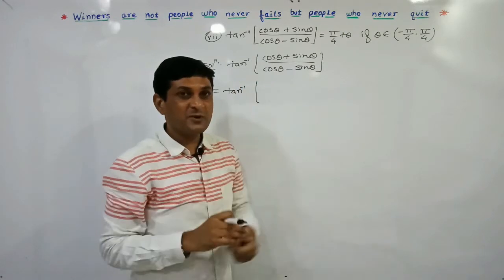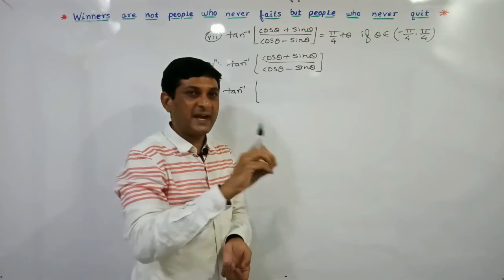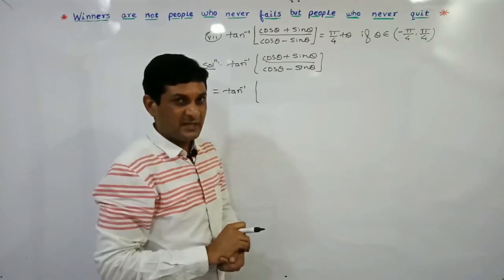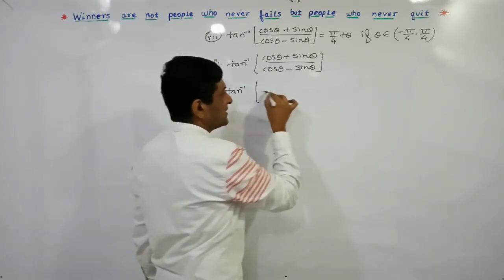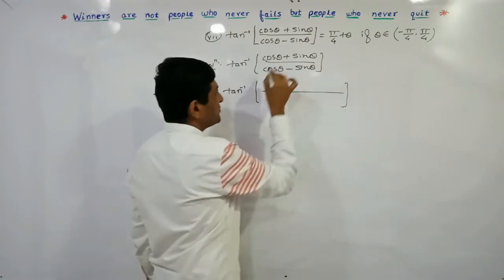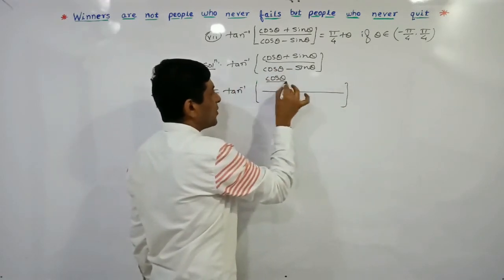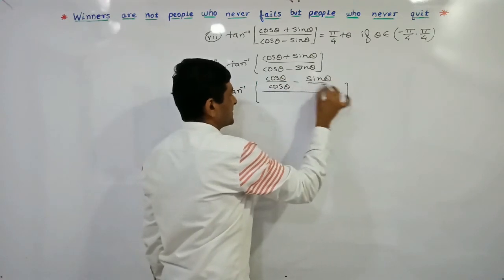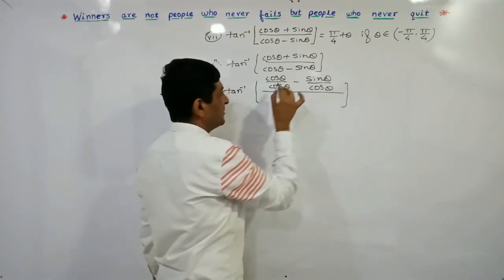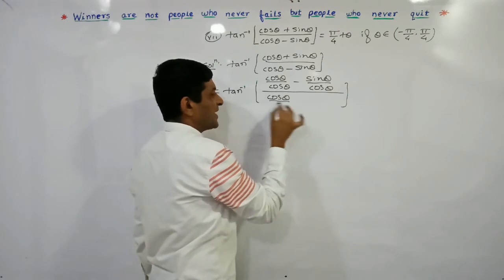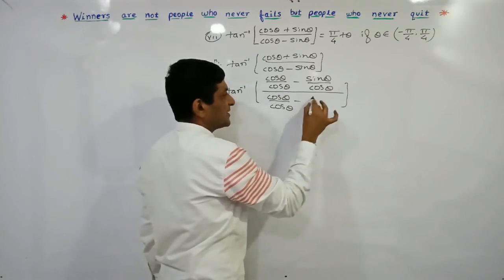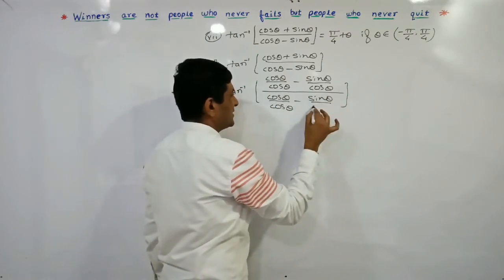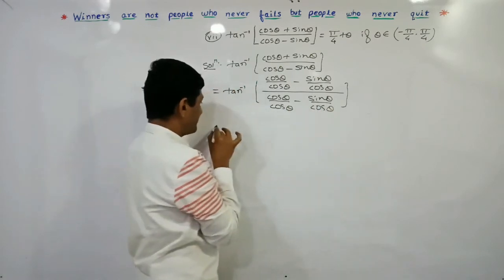according to our property: tan inverse of tan theta is equal to theta. So let us try to convert it in terms of tan. For that purpose, we are dividing the numerator by cos theta and the denominator also by cos theta. So here we are dividing the numerator by cos theta, that's why we are dividing the denominator also by cos theta. So let us see what we'll get here after simplifying.